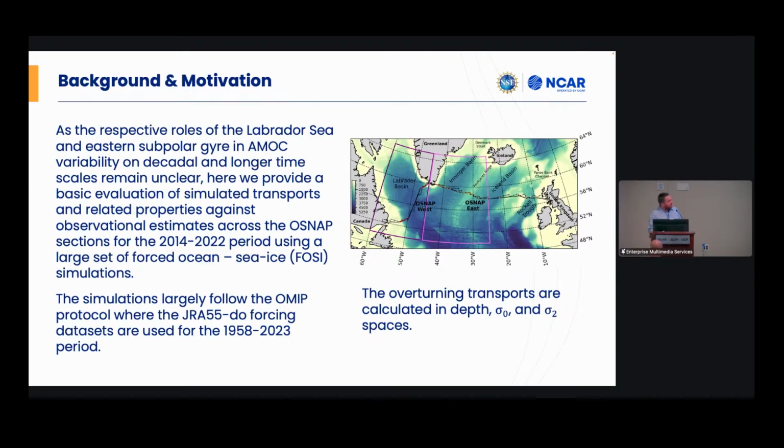If you're not familiar with OSNAP, this is a map showing where the line is. The orange dots are all the mooring locations that are used to estimate the transport across the subpolar North Atlantic, and you have the OSNAP West section that covers the Labrador Sea, and OSNAP East across the North Atlantic.